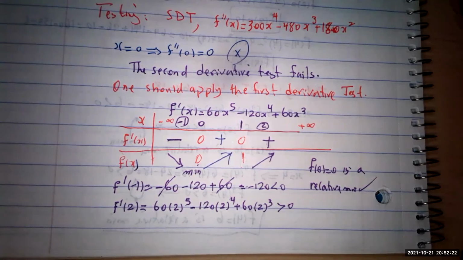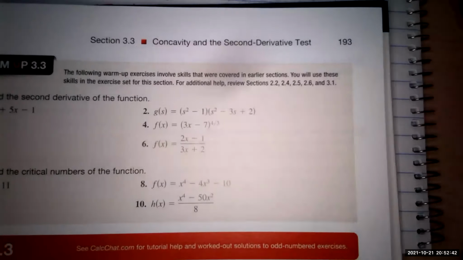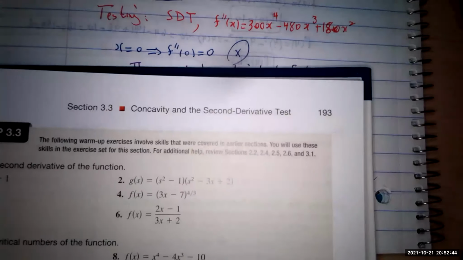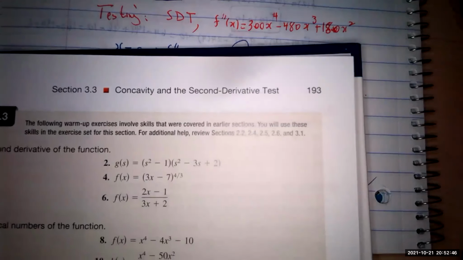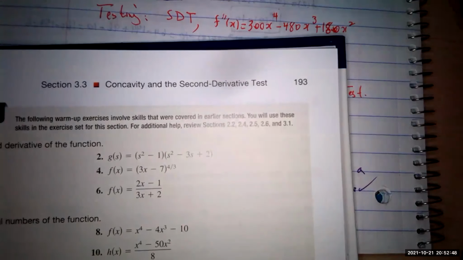Let me tell you the one in your book. We are going to give you polynomials only, because rational functions take a little bit more time to do. So you have some in here. This is section 3.3, and you have to pick up all of them as your assignment.